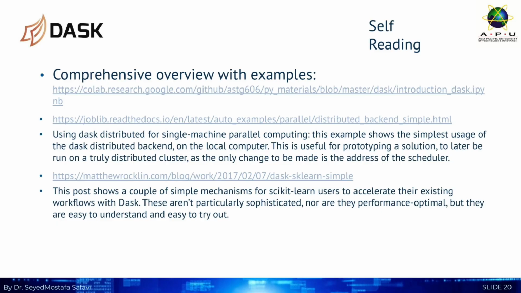As always, the best way to master these concepts is through practice. This slide provides essential self-reading resources. The links to the Colab notebook, the Joblib distributed backend example, and the Dask/Scikit-learn post are excellent starting points. I highly recommend checking out the Dask distributed example. It shows how to prototype a solution on your local machine that's ready to be scaled up to a huge distributed cluster with just a single change.